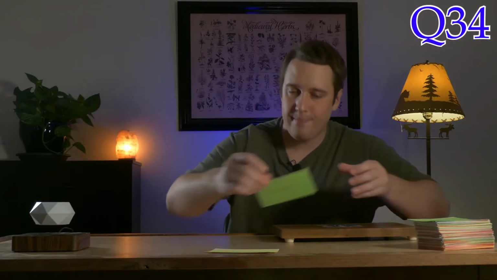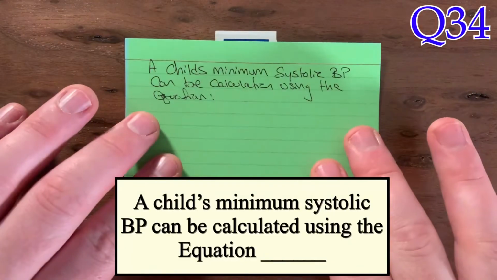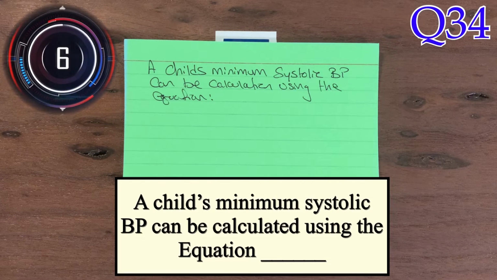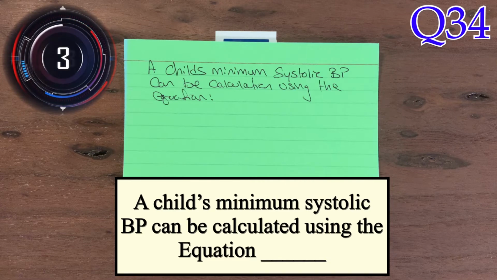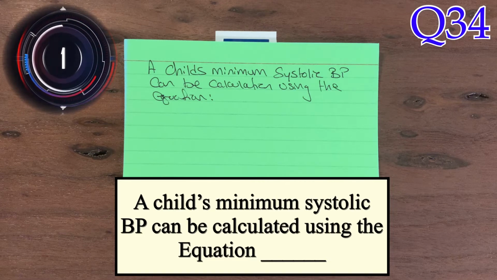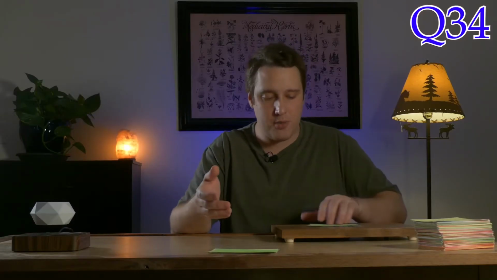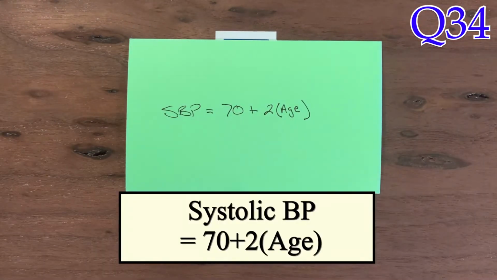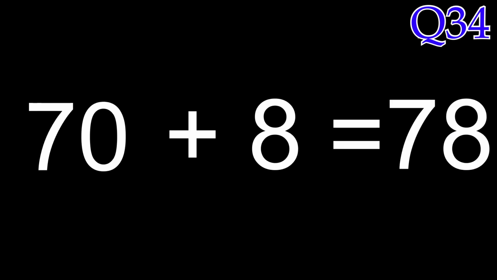Question 34. A child's minimum systolic blood pressure can be calculated using the equation blank. So when trying to calculate what a child's minimum systolic blood pressure should be, you can use the equation systolic blood pressure equals 70 plus 2 times the age. So if the patient is, let's say, 4, you would do 2 times 4, which equals 8, and you do 70 plus 8. So that minimum systolic blood pressure would be 78.